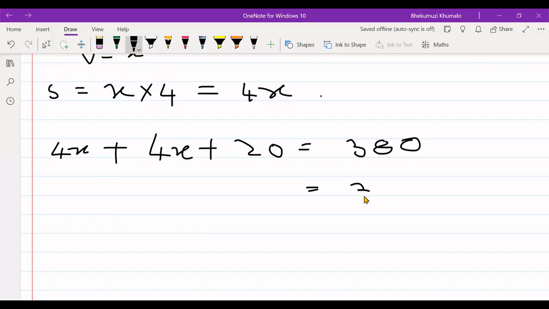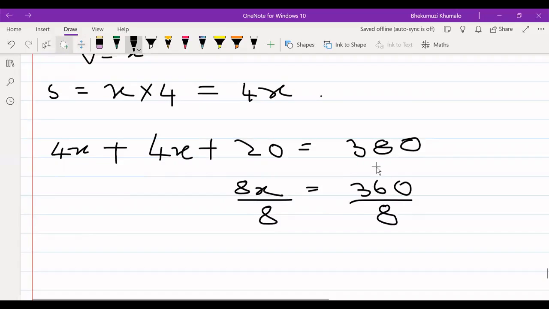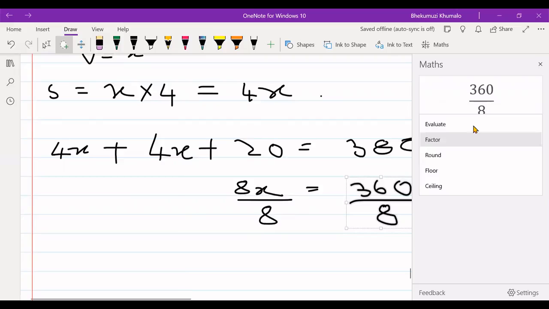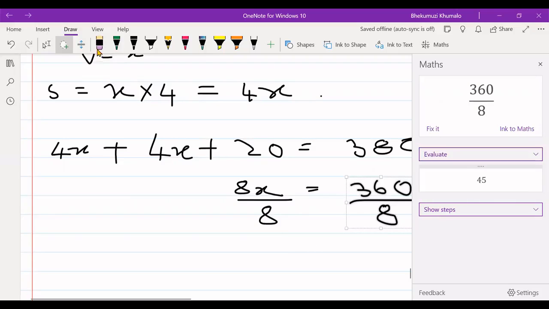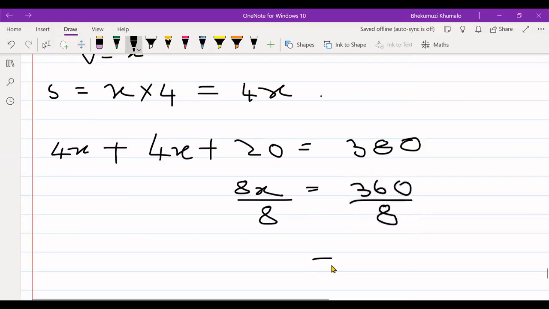So we'll take that, that's 360, right? And that would be 8x over 8, and then that's over 8. And that would be what? Let me use my calculator right there. So evaluate that. That's 45, right? So that is equal to 45, and that is equal to x.